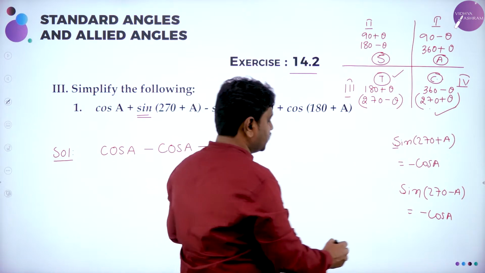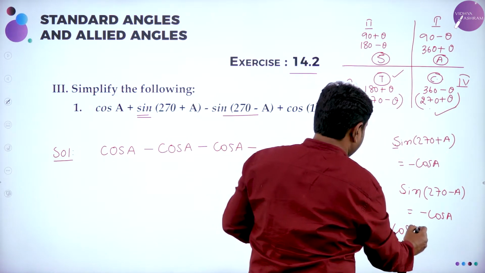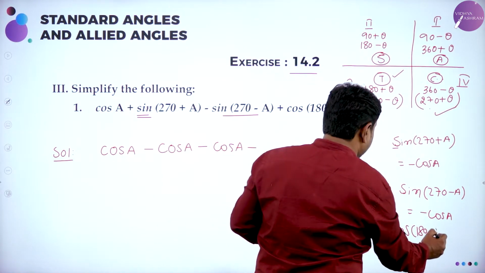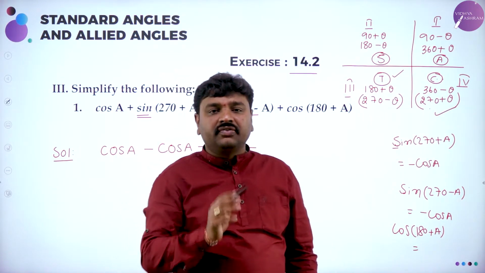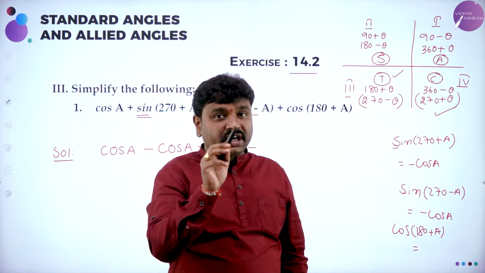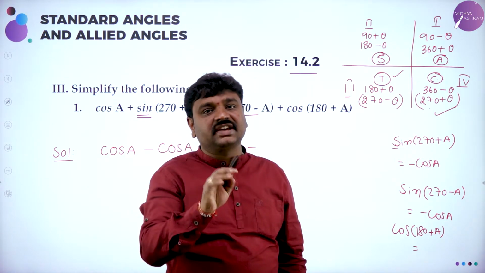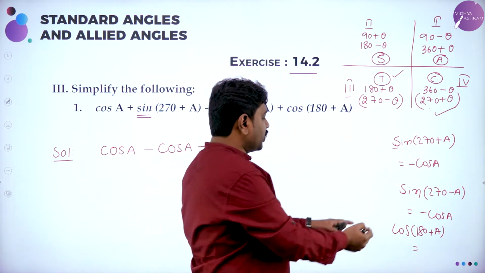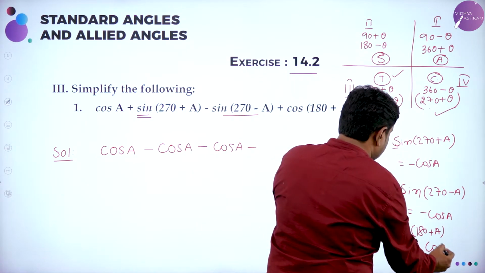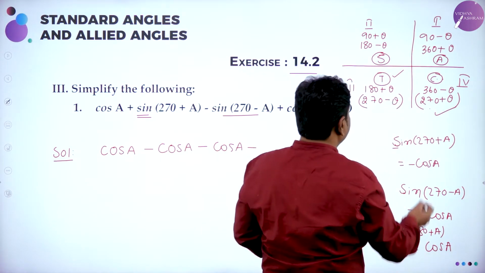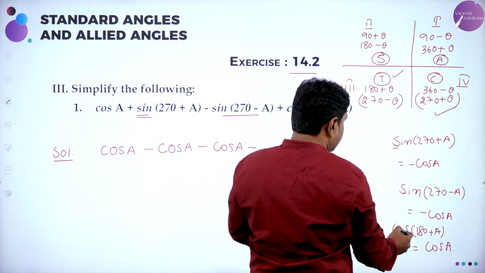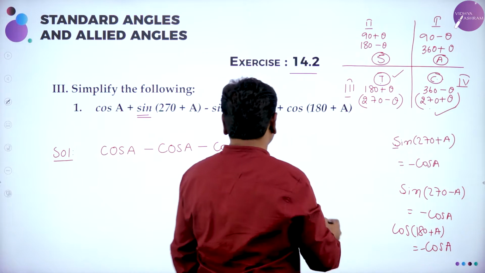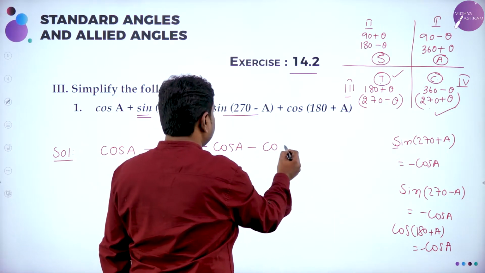Cos of 180 plus A. So let us write cos of 180 plus A. For 180 and 360, function does not change. When does function not change? For 180 and 360 function does not change. So this is 180, so cos remains as cos. Cos of 180 plus A is cos A. 180 plus theta lies in third quadrant. In third only tan is positive, but cos will be negative. So it will become minus cos A.